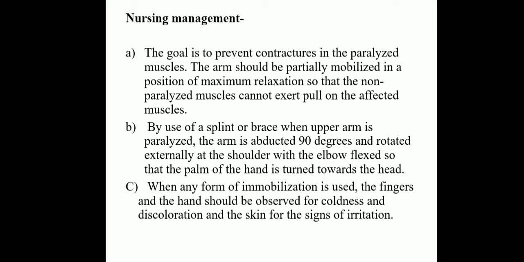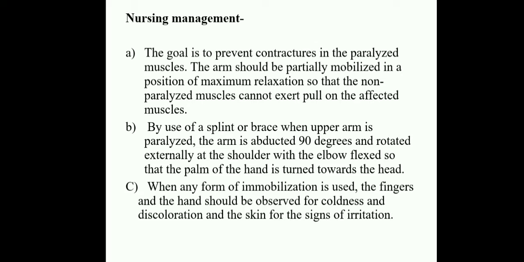Now the nursing management of Erb's palsy. The goal is to prevent contractures in the paralyzed muscles. The arm should be immobilized in the position of maximum relaxation so that the non-paralyzed muscles cannot exert pull on the affected muscles. Use splints or braces when the upper arm is paralyzed, with the arm abducted 90 degrees and rotated externally at the shoulder with the elbow flexed, so that the palm of the hand is turned towards the head. This is about nursing management.